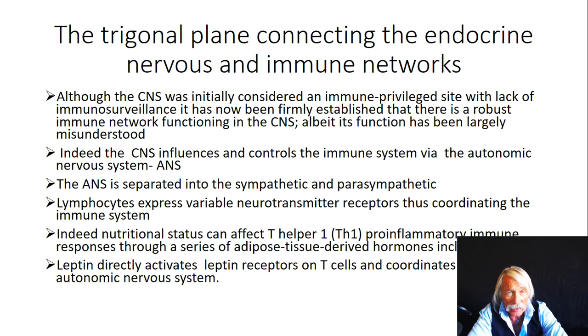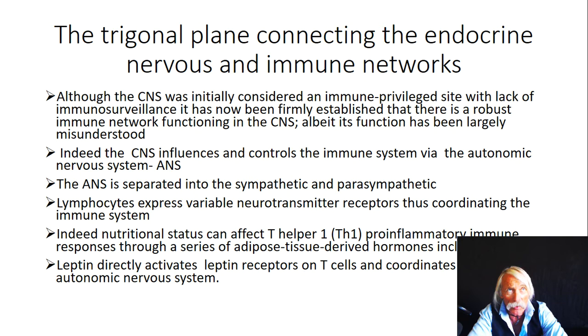Now, indeed, the nutritional status can affect T helper cells, and they are involved in a pro-inflammatory immune response through a series of adipose tissue-derived hormones. Now, there you go. We're starting to put things together. Nutritional status, that would be the environment, can affect T cells, particularly the class that are pro-inflammatory, and that works through a hormone that comes from the adipose tissue. In this particular case, the hormone known as leptin, the orexigenic hormone, which, don't worry, we'll talk about in a moment too.